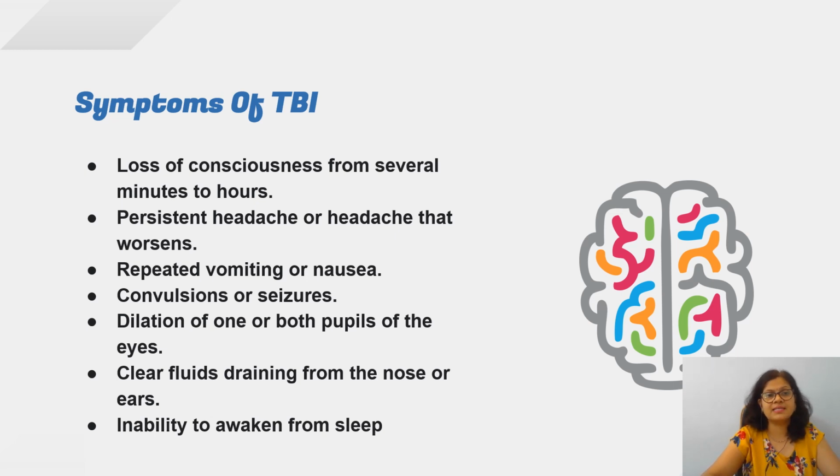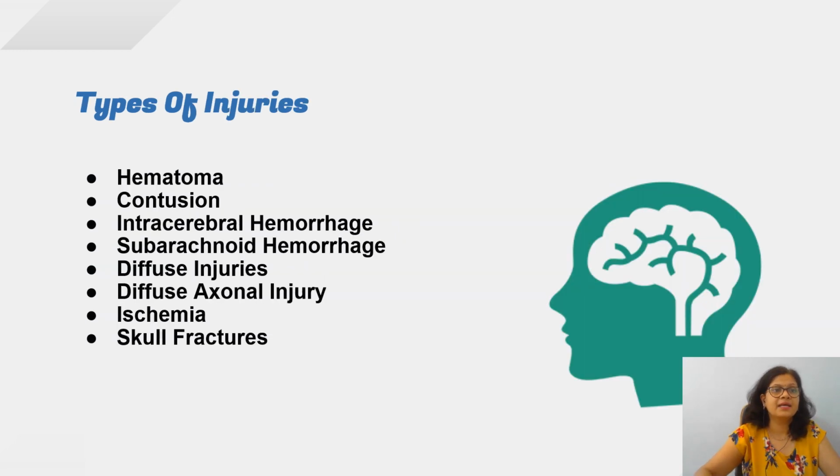The symptoms of TBIs are the loss of consciousness from several minutes to hours, persistent headache or headache that worsens, repeated vomiting or nausea, convulsions or seizures, dilation of one or both pupils of the eyes, clear fluids draining from the nose or ears, or inability to awaken from sleep. Then there are many types of injuries: hematoma, contusion, intracerebral, then subarachnoid hemorrhage, then diffuse injuries, diffuse axonal injury, ischemia, and skull fractures.